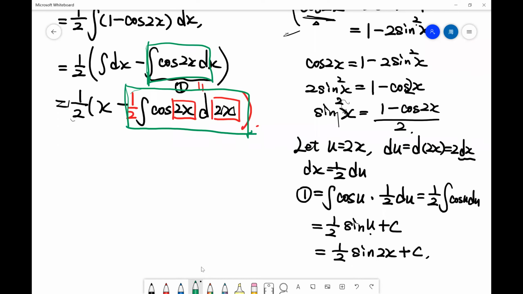They are equivalent, and then we can get the result directly. That is equal to 1 by 2x, and we times 1 by 2 separately, and that is 1 by 2x minus 1 by 2 times 1 by 2, right? So that is 1 by 4. And here the integrand, that is cosine 2x. Here is d2x. So we can use the formula directly, that is sine 2x here. And the last step, don't forget to plus c here.